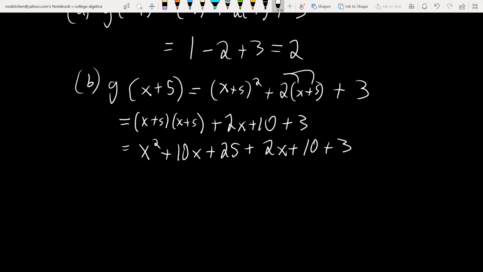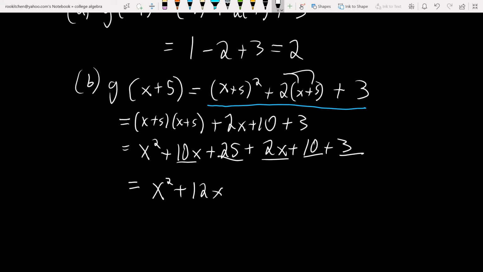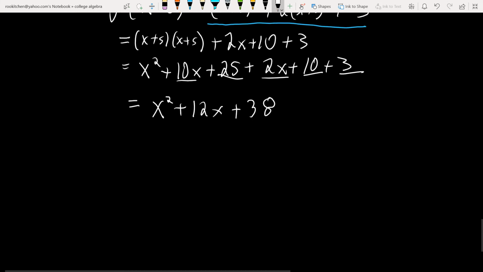So it's not enough just to write this first statement. I'll give you a point for that, but you have to simplify it, because in the long run you're going to be using this stuff to do other stuff. If you don't simplify it, you're going to have a complicated nightmare on your hands. So we want to simplify the heck out of it. 10x and 2x gives me 12x. 25 plus 10 is 35, plus 3 is 38. Okay, and that's as good as you can do. Those are all unlike terms, so you can't combine them.